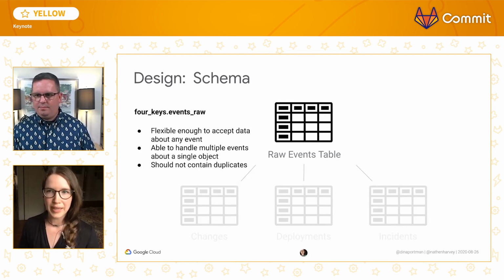It should also be able to handle multiple events about a single object. And since this is coming through a webhook, it's entirely possible that the source might send the event multiple times. So we need to ensure that each event is unique. There should be no duplicates in our table.